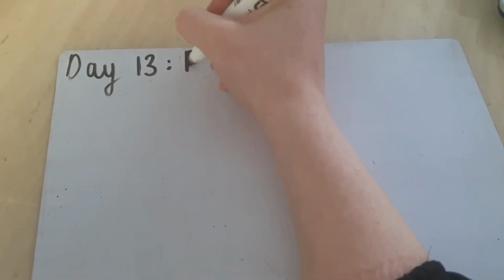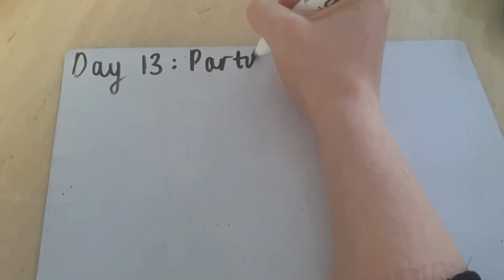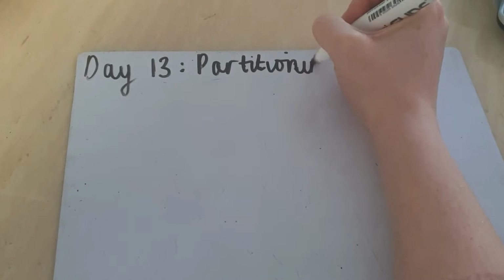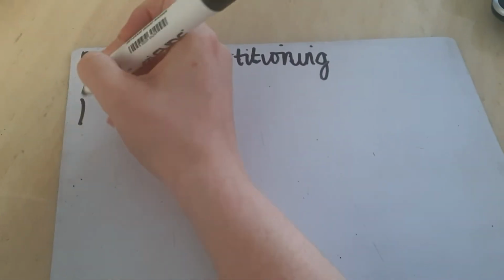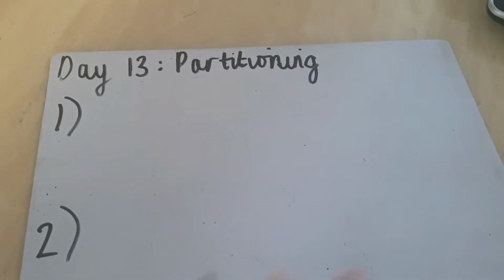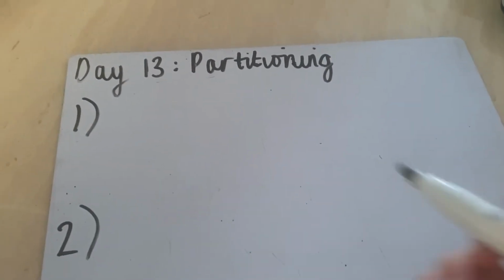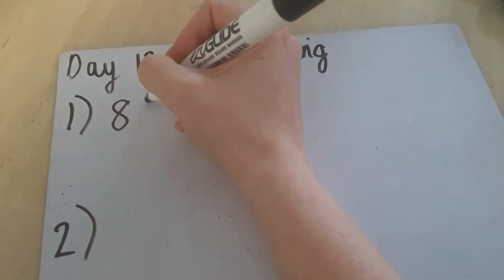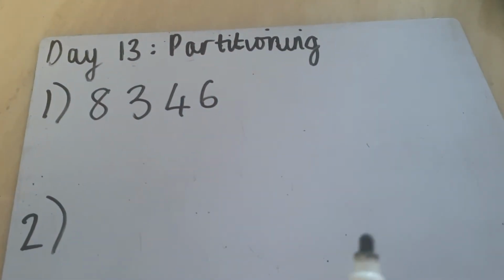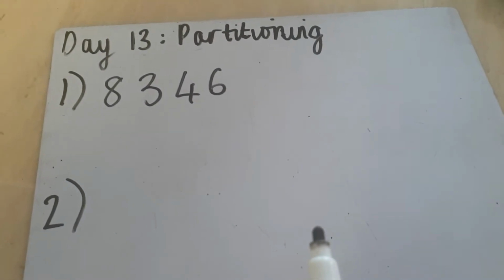But today in maths, we are focusing on partitioning, which is what I really enjoy. Now, again, we'll just do a few examples. What you'll do is be given a number in today's session, okay? So you could be given 8,346. Now, your first job is that you're going to have to write these out in numbers.